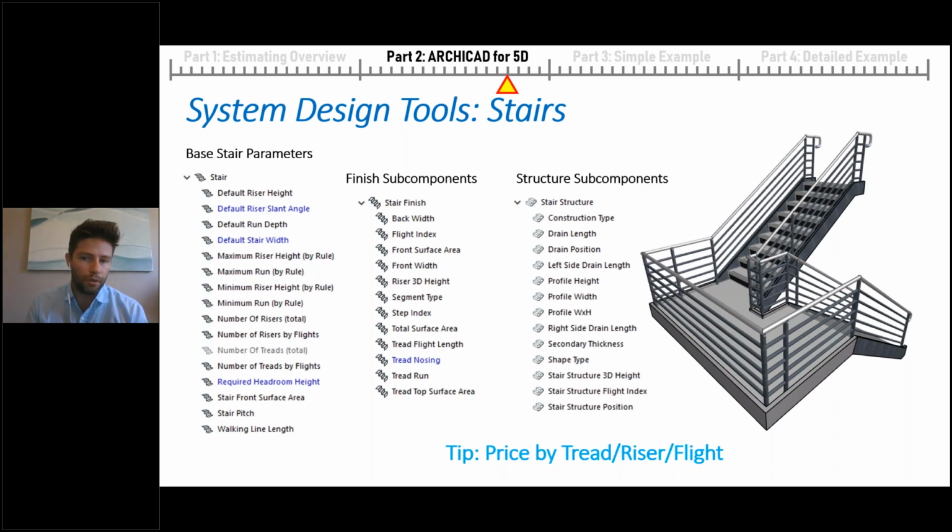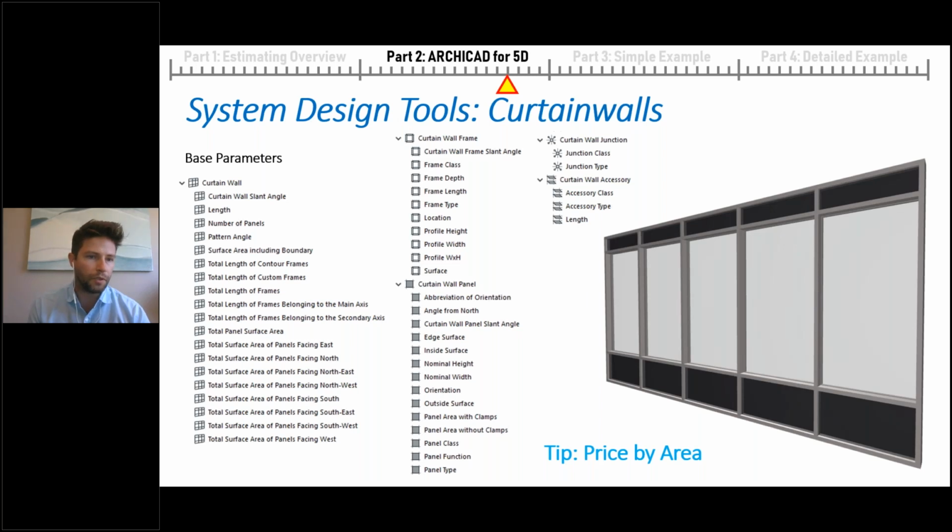Same thing with stairs. I always fall on the side of doing it in a more simplistic method, such as pricing it by tread or riser, or maybe even by the flight itself. But of course, if we're a stair detailer and supplier, then maybe we want that additional detail to understand all the different subcomponents that make up that system design tool. Same thing with curtain walls. We have these different levels of detail, but generally I fall on the side of simplicity here and just pricing things based off area, or square footage or square meters, because it gives us a better baseline to compare different types of curtain walls and the overall quality and cost impact of that system.